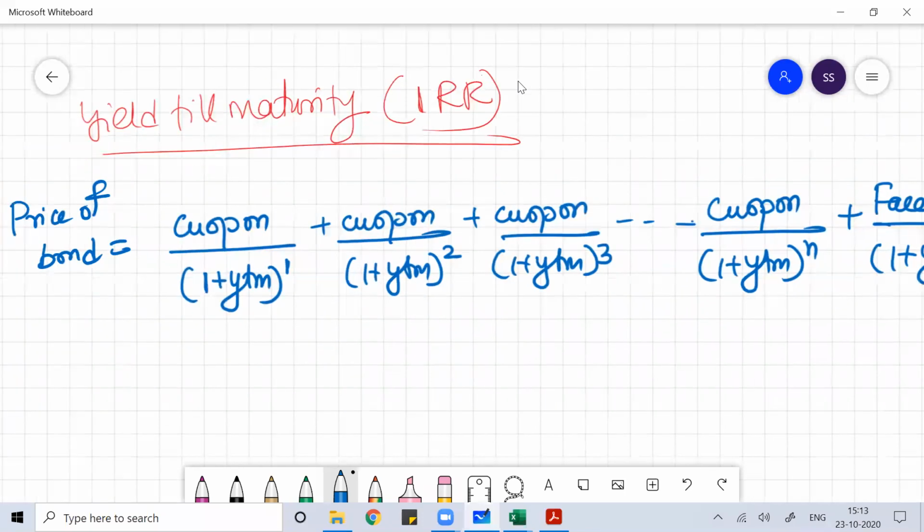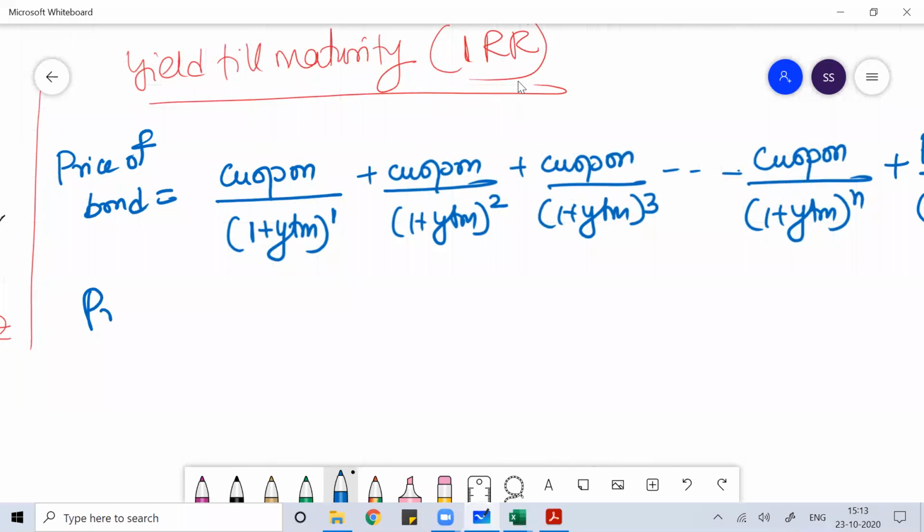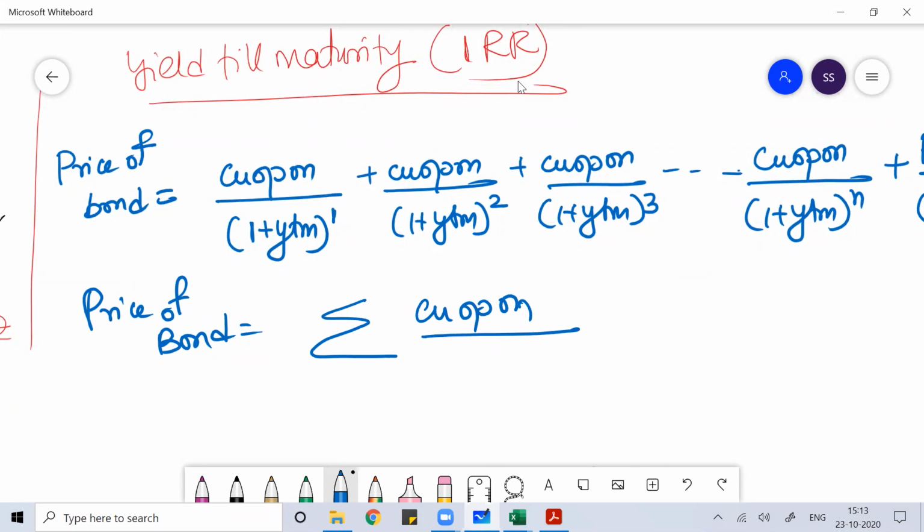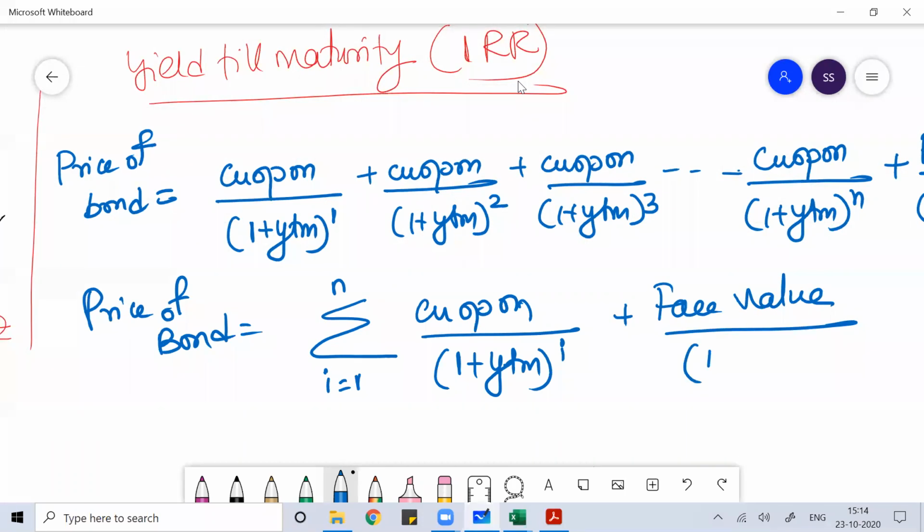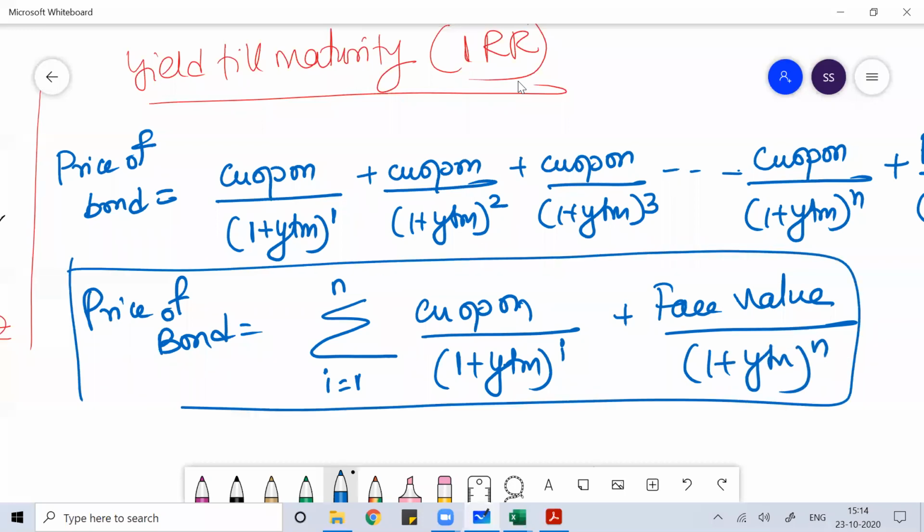Whenever we use the formula for the price of a bond, you need to understand it is the sum total of all the coupons you are going to receive, each divided by (1 plus YTM) to the power i, where i goes from 1 to n, the maturity, plus the face value divided by (1 plus YTM) to the power n. This is the formula which you already know. We have discussed this formula.